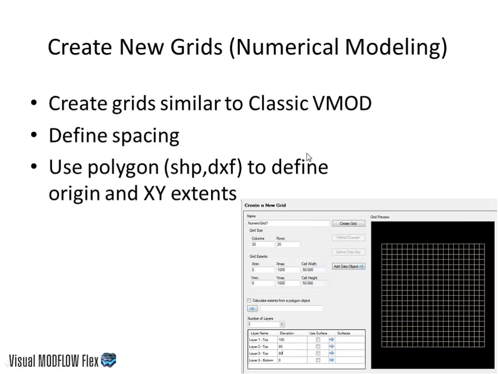So the other improvement we've made in this release is now you can create new grids and follow a traditional numerical modeling approach similar to classic Visual MODFLOW. You start out by creating a new project as you would previously, and then choose the numerical modeling approach, and then choose the option to create a grid instead of import a model. You can define your grid size and the grid spacing. You can use a polygon that you've imported, a shape or DXF file, to define the model origin and the XY spatial extents.